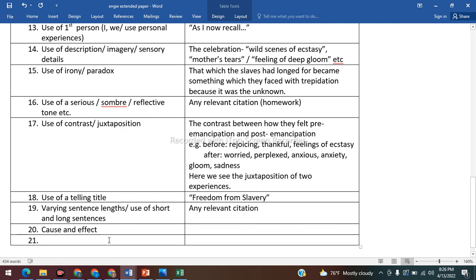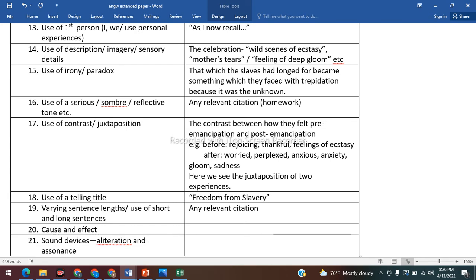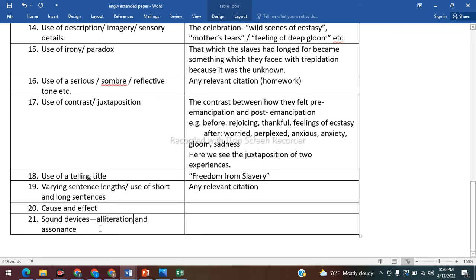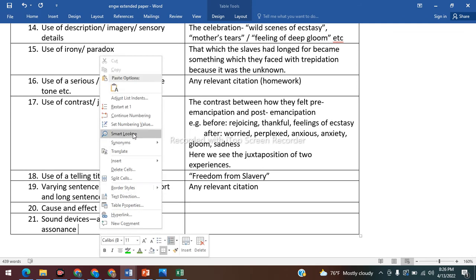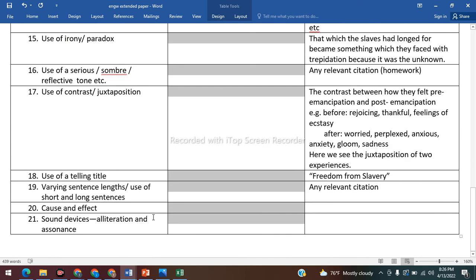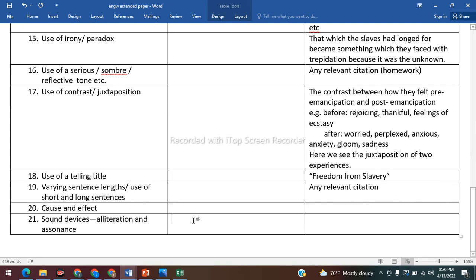And sound devices, alliteration, and assonance. Now, I like alliteration because I saw it in the essay. All right, and that really is good. Let me show you what I mean. What did I do here? I feel like I added something.